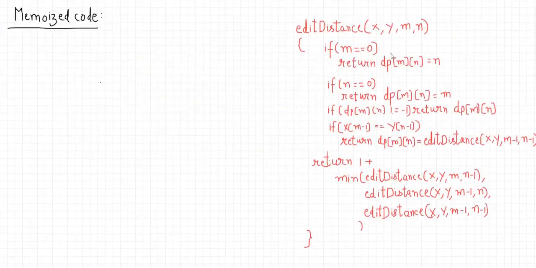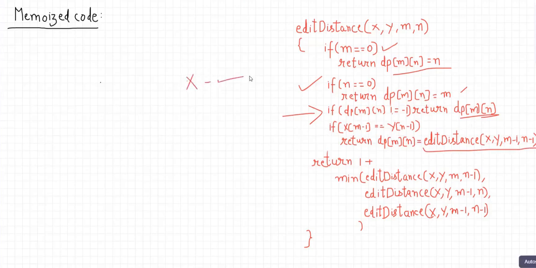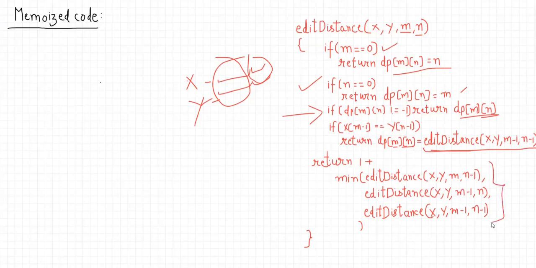If I exhaust the string x, I return n. If I exhaust the string y, I return m. If the results are already computed here, then I return those results. If the characters are matching, I call the function for the previous prefixes. Let's say for some string x, this much length is matching, and for the string y, this is the length which is matching, and I have to call the function for the remaining length. This is what I'm doing here, and I am storing the results for the corresponding indices m and n in the memoization table. Similarly, whatever result the function returns, I will store in dp[m][n].